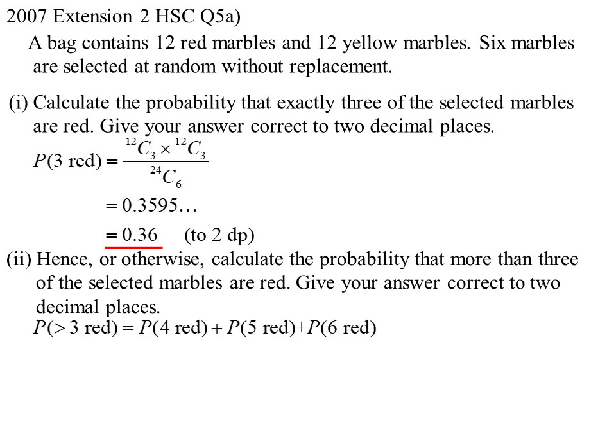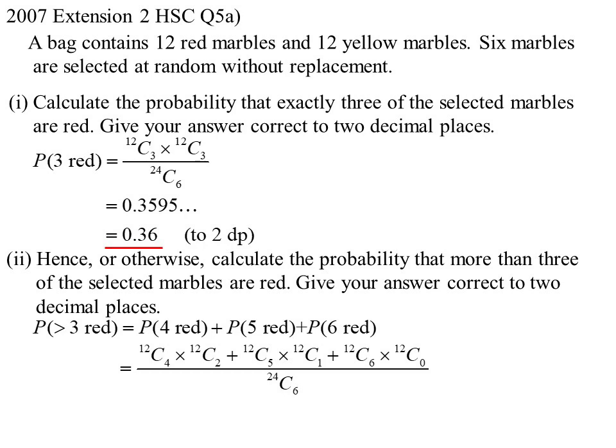More than 3 means 4, 5 or 6. Now I said hence or otherwise. 3 red's not there. Oh well, I'll tell you what, I'm going to go otherwise. If I go otherwise, then I'm just going to work out 4 red, 5 red and 6 red, and there's my answer. It's one of those situations where maybe the or otherwise was quicker. But it is interesting to think, well, how would I have used the other one? Because they did say hence, so there must have been a way of doing it.